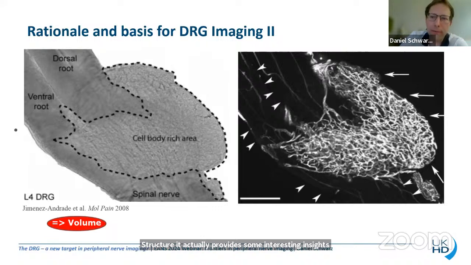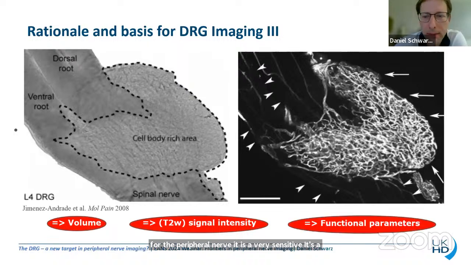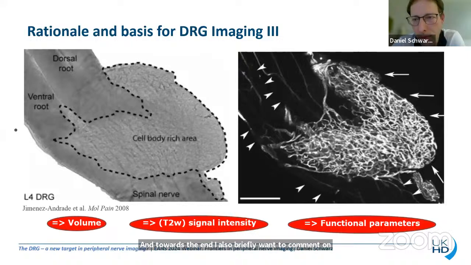So what do we have from a technical perspective? What can we image via MRI? On the one hand, of course, the most basic one would be the volume. We can also have a look at the T2 weighted signal intensity, a bit similar as this has already been shown for the peripheral nerve. It is a very sensitive marker, which may give us some insight. And towards the end, I also briefly want to comment on functional parameters that might also be linked to the vasculature.